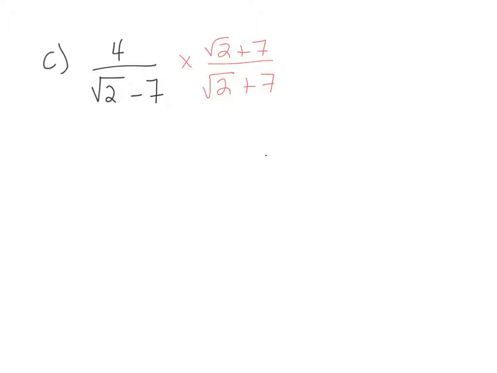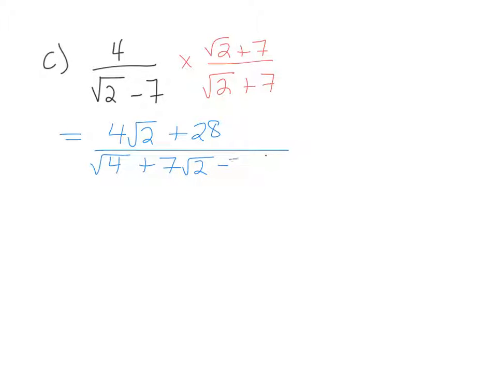And now when I start doing that multiplying, well, the numerator will be 4 root 2 plus 28, because I did 4 times root 2 and 4 times 7. And then the denominator, root 2 times root 2 is root 4. Root 2 times 7 is 7 root 2. Negative 7 times root 2 is negative 7 root 2. And then negative 7 times 7 is negative 49.